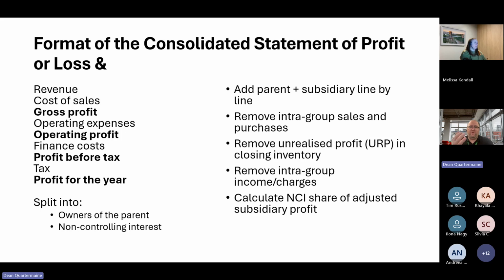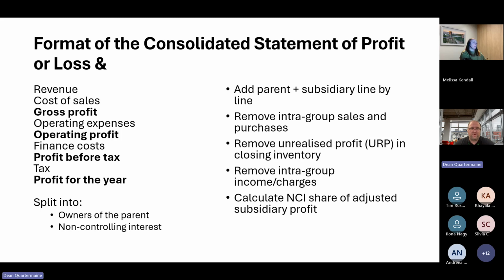So it should be nothing that you're not used to seeing. We've got revenue minus cost of sales is gross profit, minus operating expenses gets us to operating profit, minus financing cost gets us to profit before tax. Take off the tax, you've got profit for the year. That's what we see in standard limited company accounts, i.e. non-consolidated. The only real change with consolidation is that the final profit for the year needs to be split.